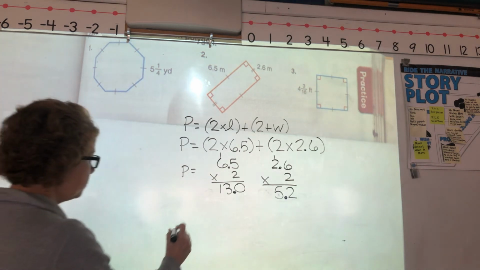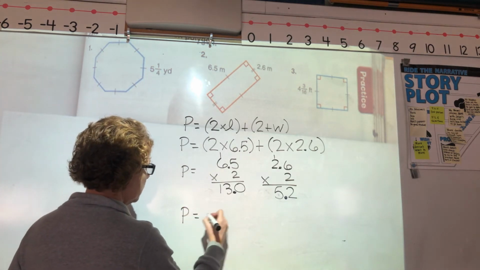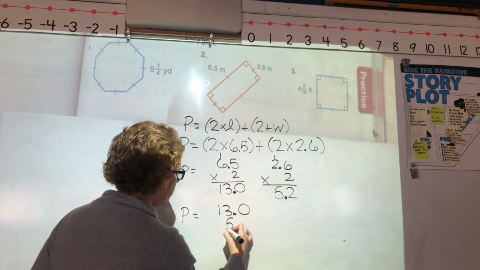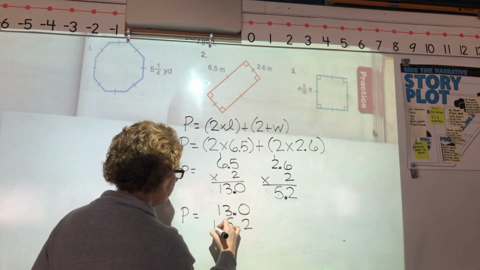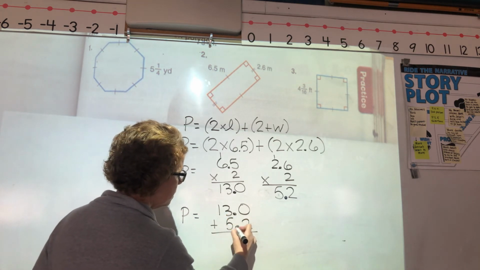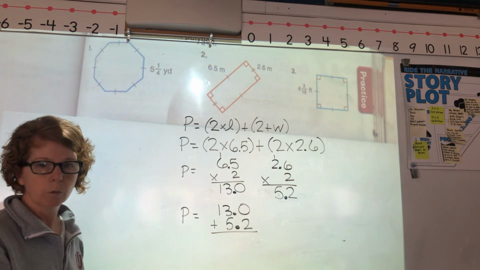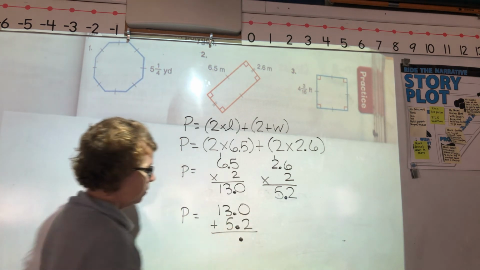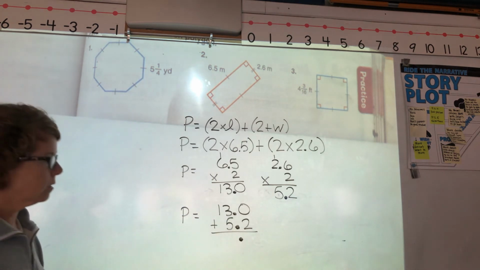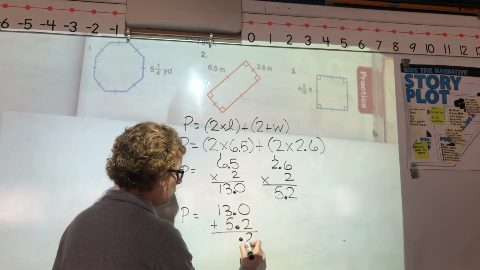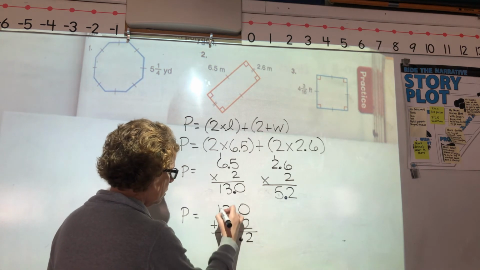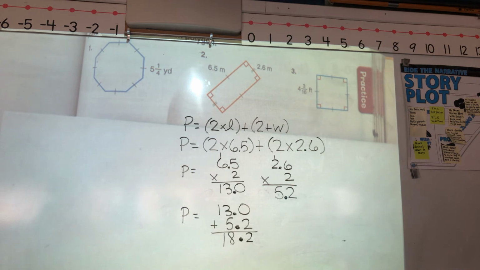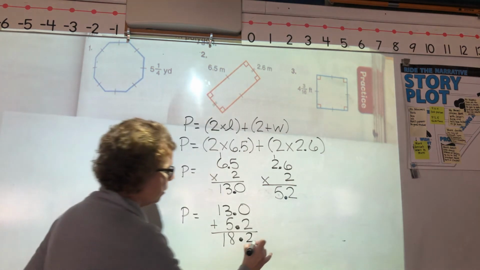So I'm going to have P equals 13.0 plus 5.2. It is very important that these decimals are in a straight line. We can't put them anywhere else. And that guy comes straight down. Decimal point straight down, then we add just like normal. 0 plus 2 is 2. 3 plus 5 is 8. 1 plus nothing is 1. So P equals 18.2 meters.